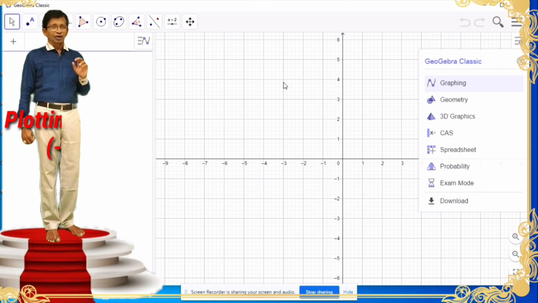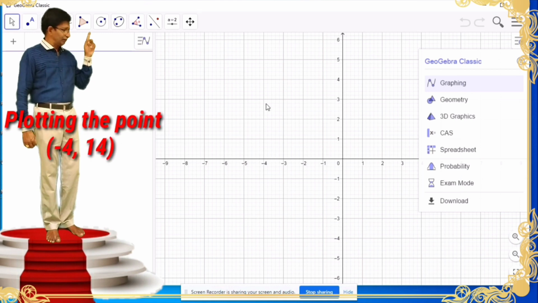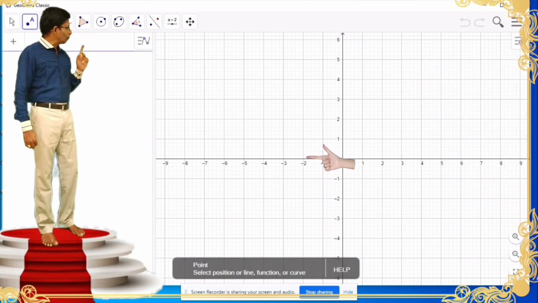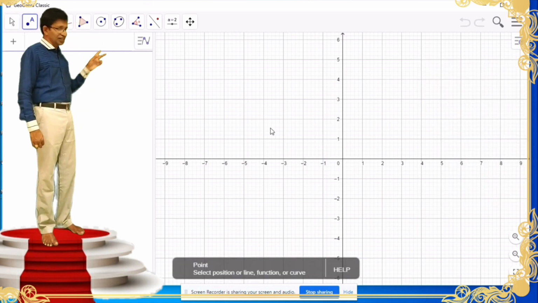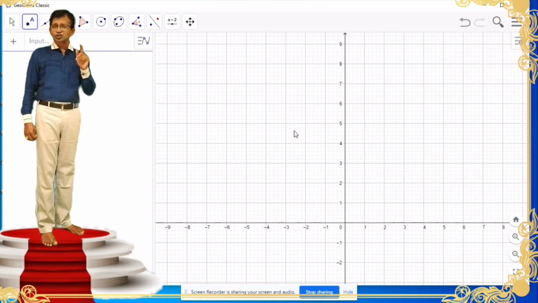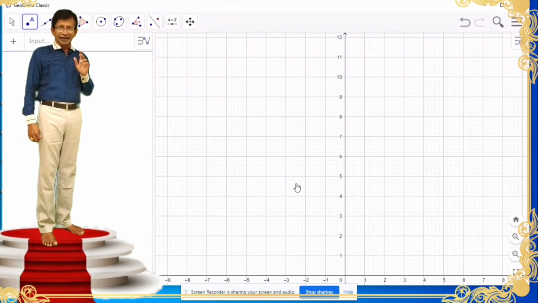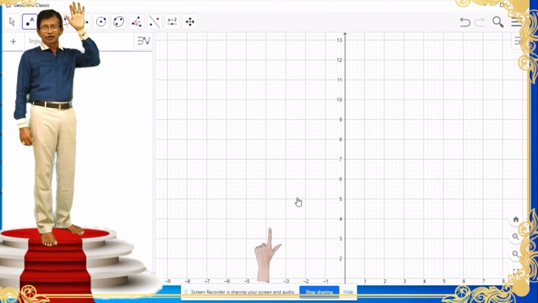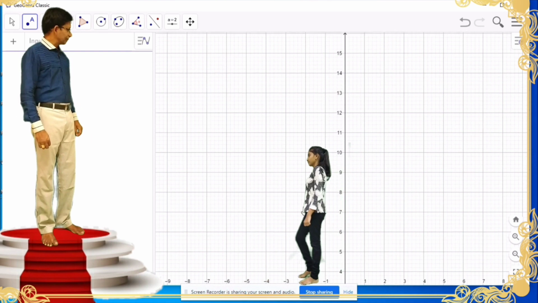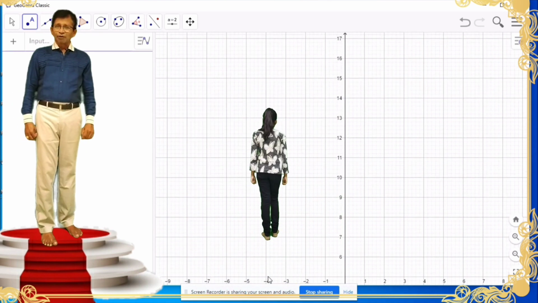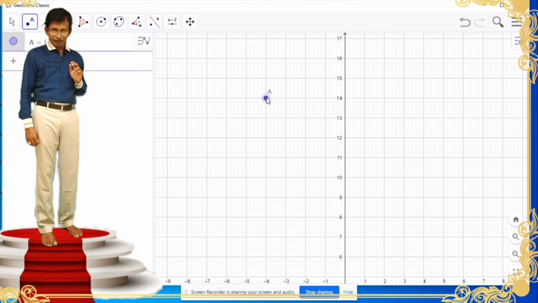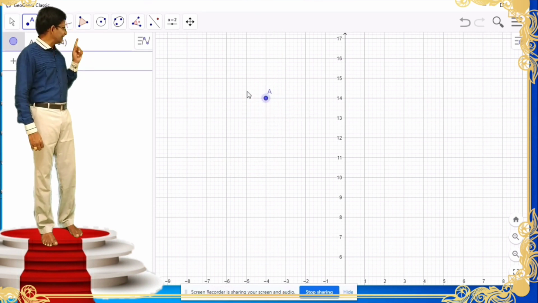Firstly, plotting the point minus 4, 14. Start from the origin and move 4 units horizontally towards left and turn 90 degrees to the right, and again move upwards 14 units vertically. The point at this position is minus 4, 14. Mark it as A.